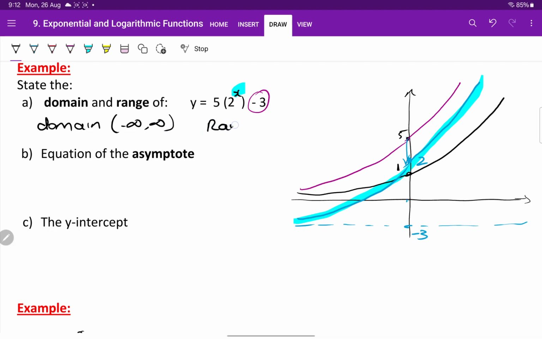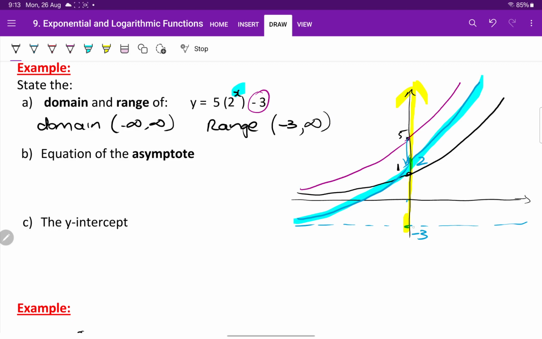All right, our range. So I'm going to have a look at my range, and I want to look at, is there a minimum value? And I can head up that way. So is there a minimum y value? Well, yes, there is. It's -3, but it's an asymptote, so we never get there. So I've got -3. And what's our maximum y value? Goes up infinitely, so -3 to infinity.